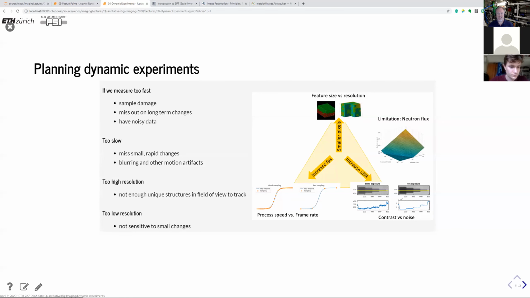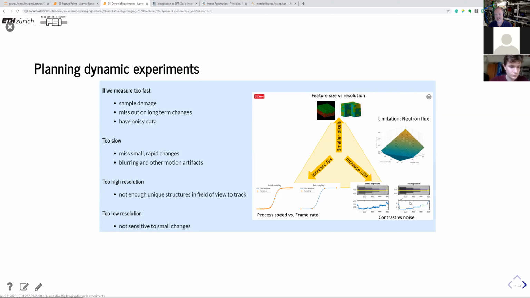This can be put together or visualized in this triangle graph that I made. You have the feature sizes that you want to look at versus the resolution. Either you want to look at individual features or more the bulk properties. The process speed versus the frame rate. So it's a sampling thing again, but in time. You need several points in time in order to be able to follow the process. But if the flux doesn't allow it, then of course you possibly have to settle for something else. But then you could come to the position that it's a step function, that nothing, everything.